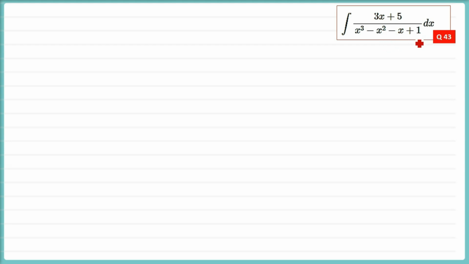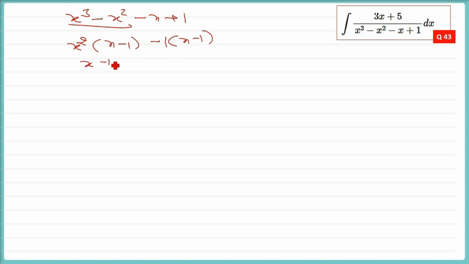Now this denominator seems to be worrisome, but you will see that we'll change the denominator in a way that will be very easily solvable. So x cube minus x square minus x plus 1, you can take x square common from here. x minus 1 will come. Minus x plus 1. Now take this x minus 1 common from these two. x square minus 1 will come.